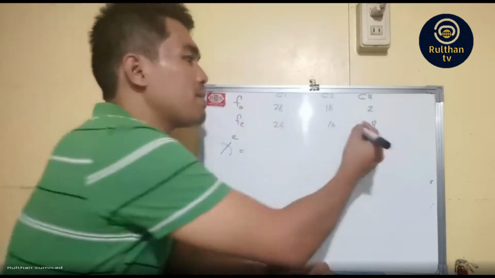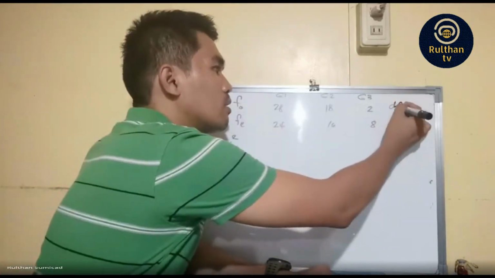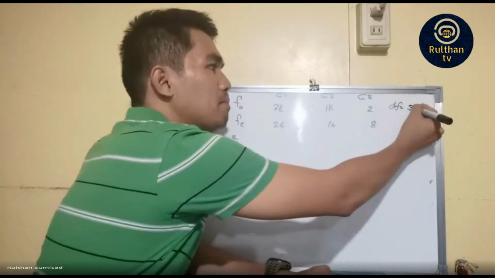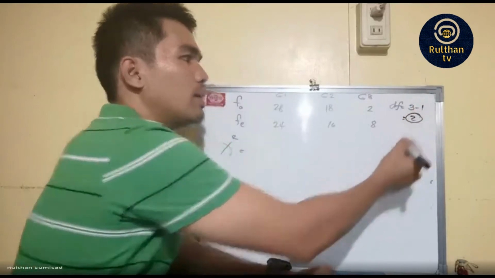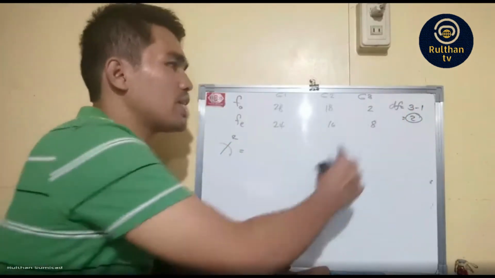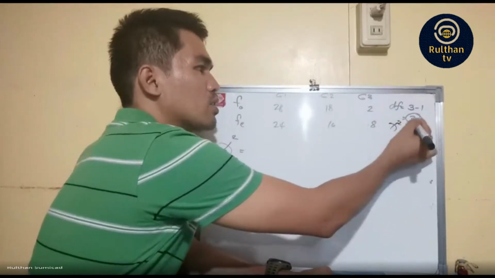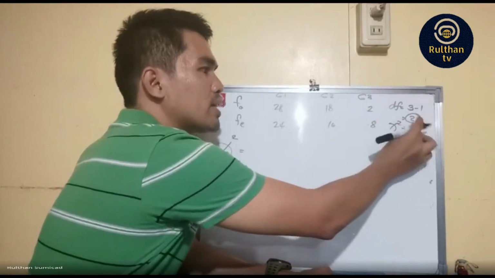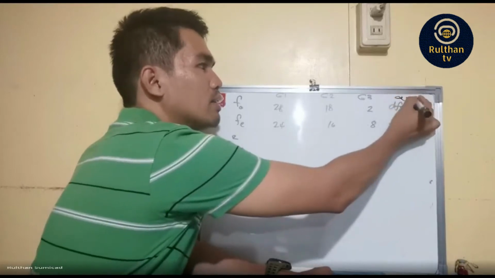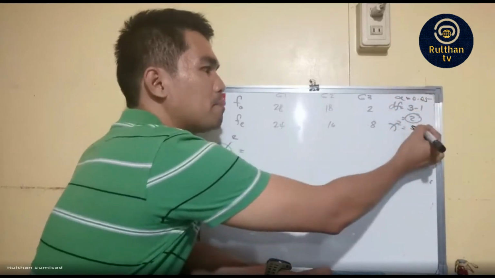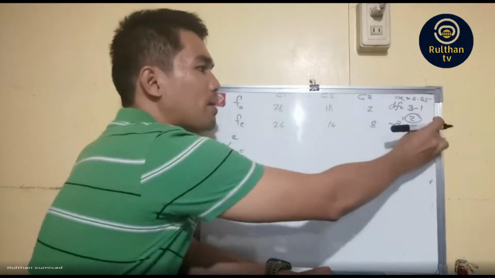The degree of freedom here is 3 minus 1 giving us 2. That's the degree of freedom. So in this case, what is our chi-square critical? That is at 0.05 alpha, so we have 5.991 or 5.99.